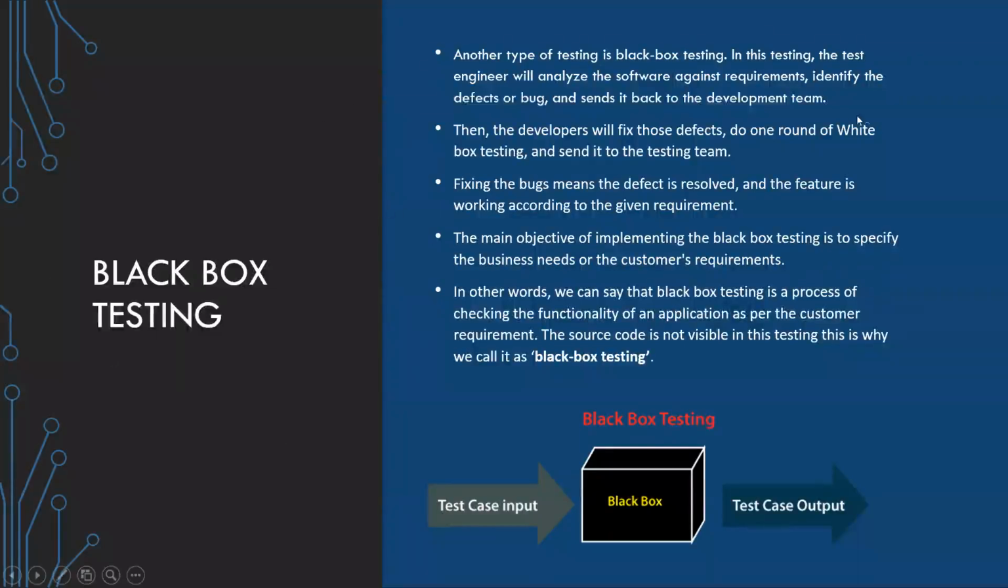Next, we have black box testing. This is another type of testing where test engineers analyze the software against requirements, identifying defects, or finding out the bugs and sending them back to the development team. Here, we have written test cases and test scenarios, and on top of that, we have identified the priority test cases. We are going to execute those test cases against the application.